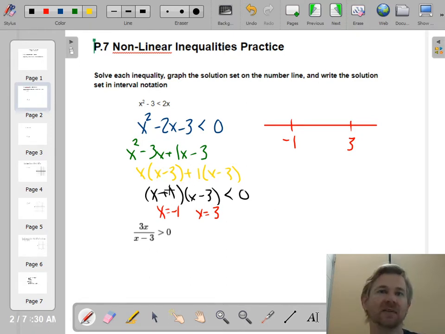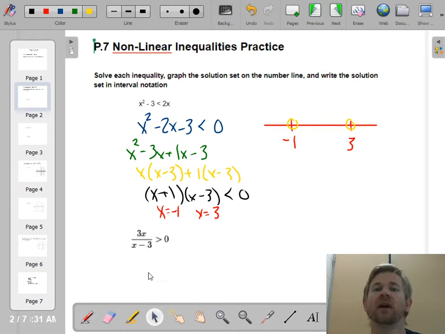If you plug negative 1 in, you will get 0, and 0 is not less than 0. So we're going to put an open circle here and an open circle there. Same reason for 3. Neither of them work because 0 is not less than 0, it's less than or equal to 0. Now we'll do our sign chart.